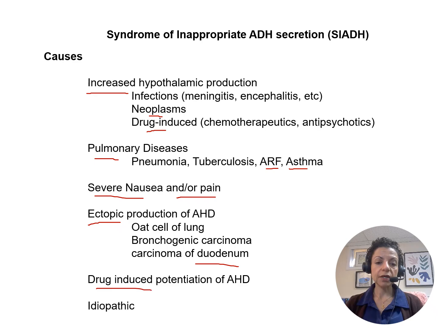We also have certain drugs that can potentiate the effects of ADH. So in that case, we don't actually have excess ADH, but we have drugs that can mimic the effects of ADH, and so the person presents with a syndrome similar to SIADH. And then we just have good old idiopathic, right? Sometimes we see somebody with SIADH, they don't conform to any of the causes that we understand, and so we don't understand why, but we do know that they are overproducing ADH and it's causing hypoosmolarity.